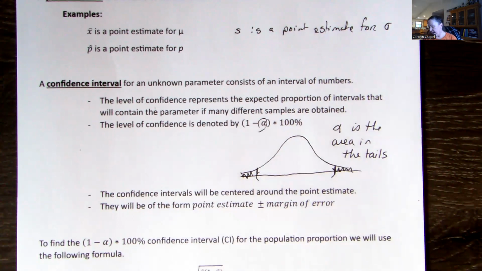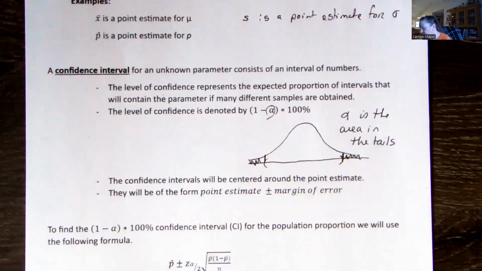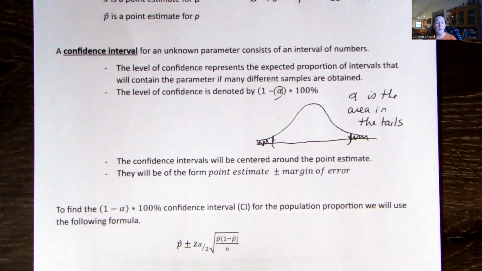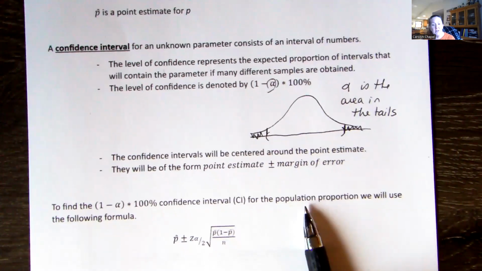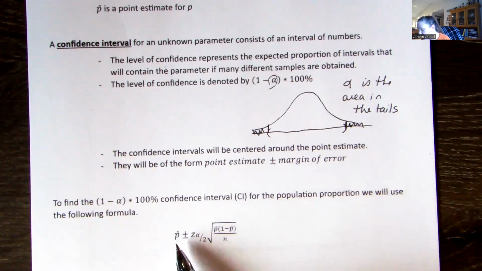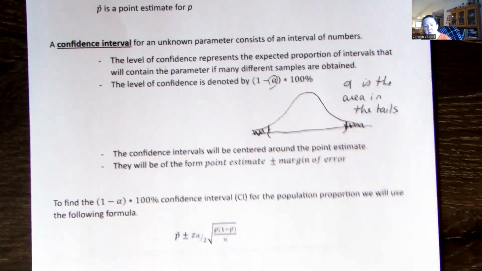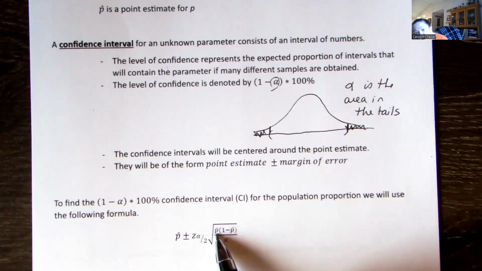So we're just going to jump right in here and come up with our formulas and just work with them. So to find the 1 minus alpha times 100%, like a 95% confidence interval or 90% confidence interval, for our population proportion, the formula looks like this. It's going to be this p hat plus or minus this z alpha over 2, and we're going to have that square root of p hat times 1 minus p hat, all over n.